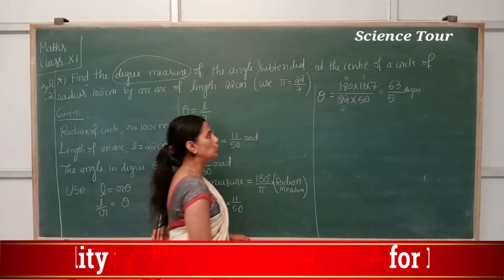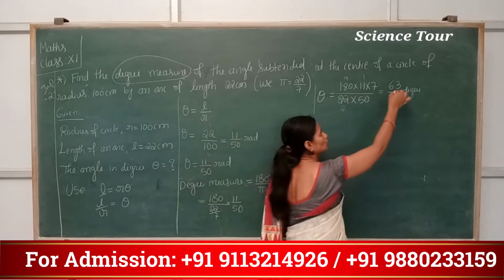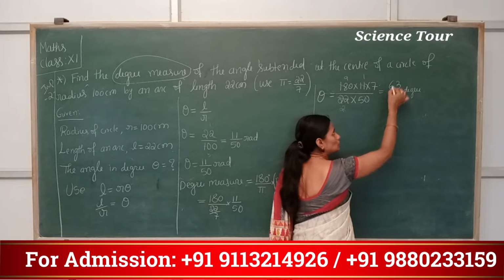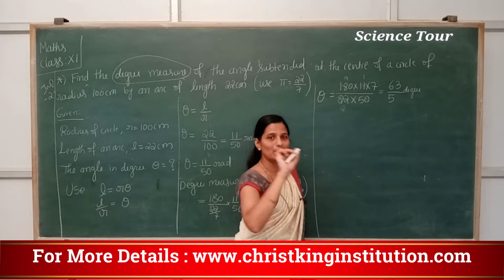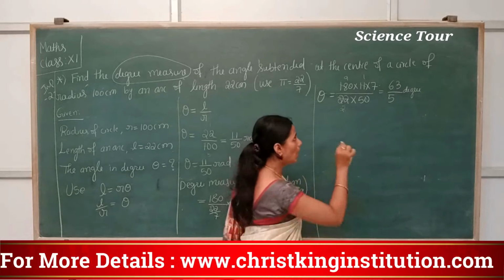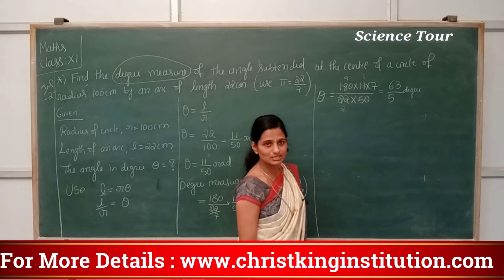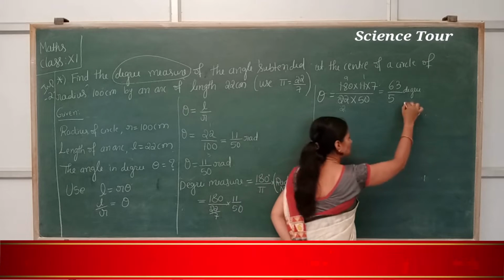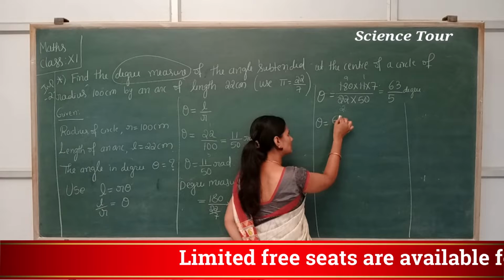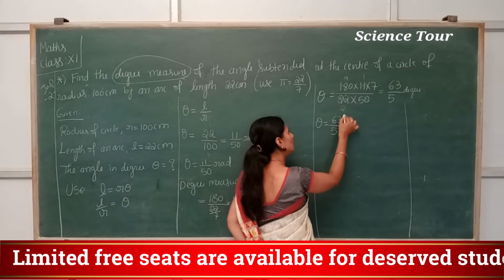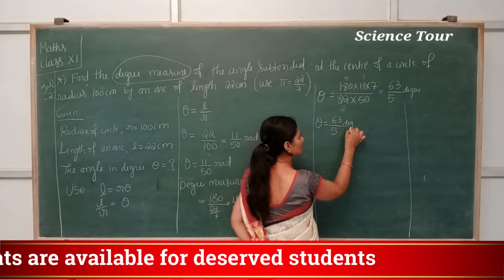But I already told you that in degree there should not be a fraction. So this fraction should be changed into integer part and decimal part. Now how to change it into integer and decimal part? You should divide this. So now theta is equal to 63 divided by 5 degree. Otherwise I'll write it in a sentence.